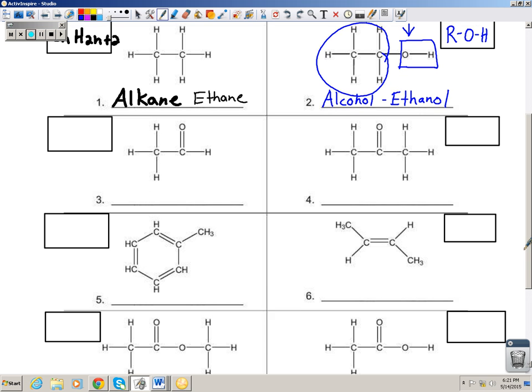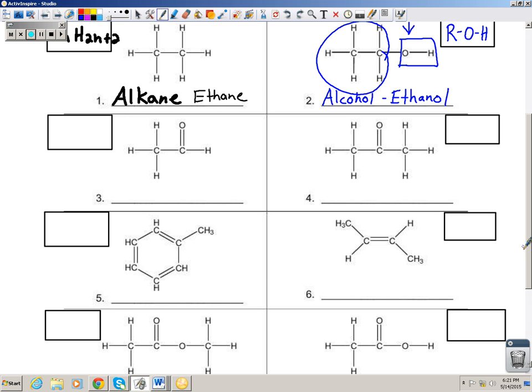Let's look at number 3. Again, let's locate our functional group. And here it is. Place a box around that. And that is a carbonyl group, which I mistakenly yesterday called the carboxyl group. So we got to fix that. Can't be teaching you wrong things.